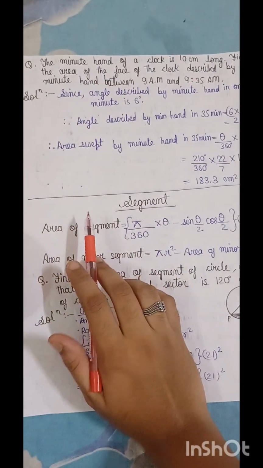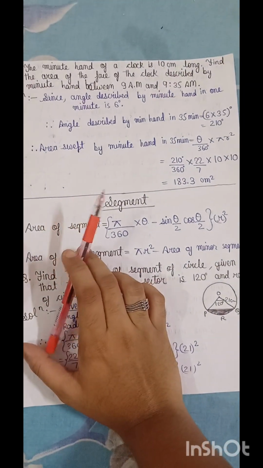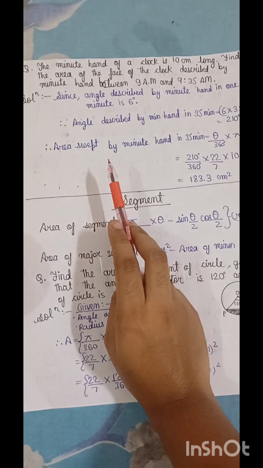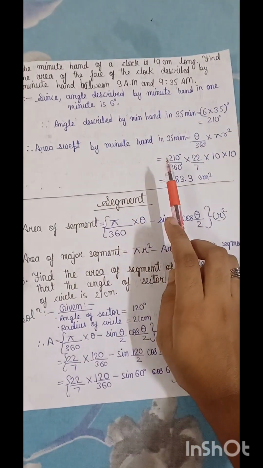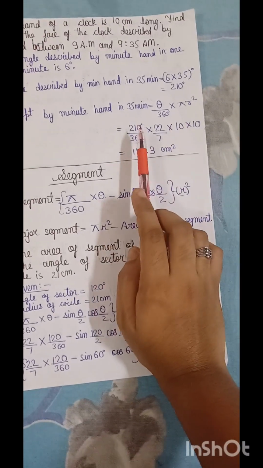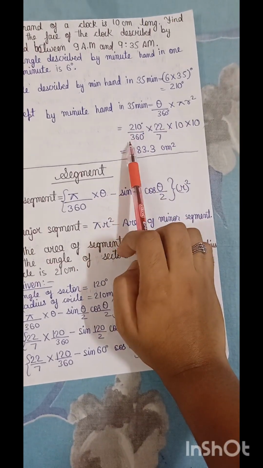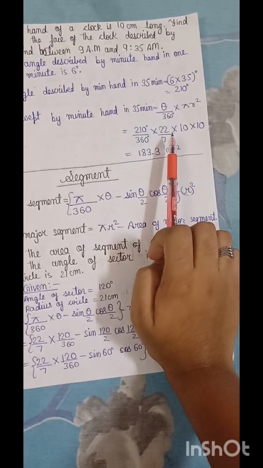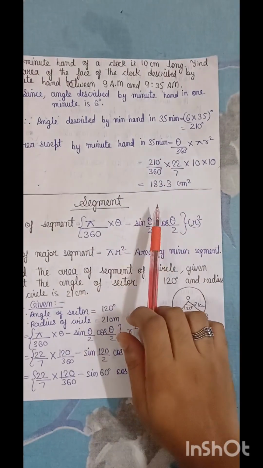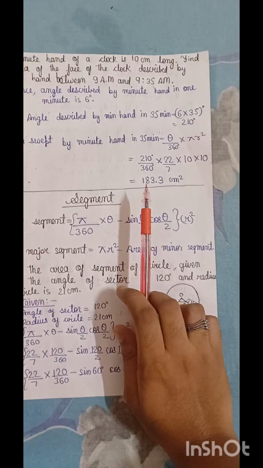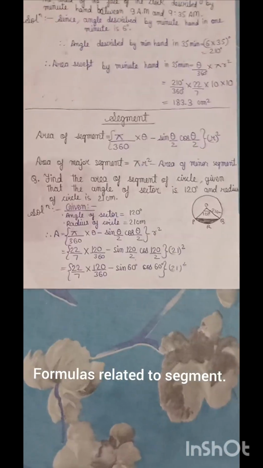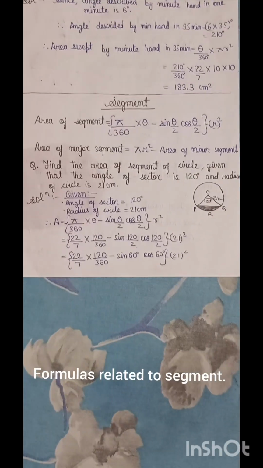Okay. So coming to the next, that is area swept by minute hand in 35 minutes, because this is what the question is asking from us. Fine. So the area swept by minute hand in 35 minutes will be theta by 360 into pi r square. So theta value is 210 degree by 360 into 22 by 7 into r into r. And this is how you will get the value 183.3 centimeter square.